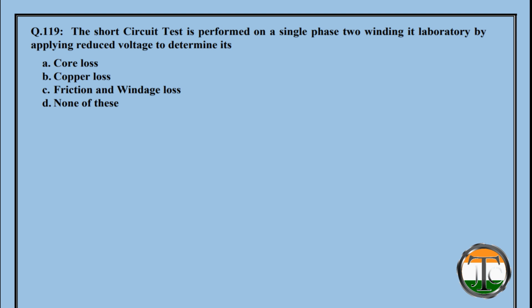If the question says why we perform the open circuit test, the answer will be to find the iron loss. So here in this question option B is the right answer, copper loss. To find the copper loss we perform the short circuit test. So option B is the right answer, that is copper loss.